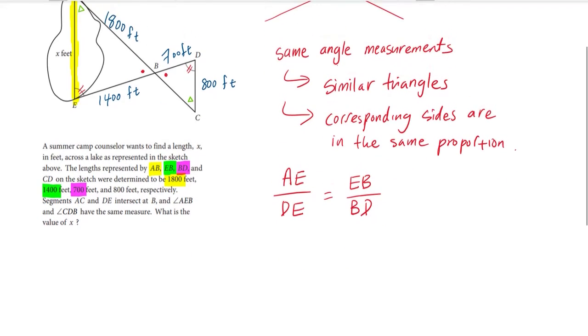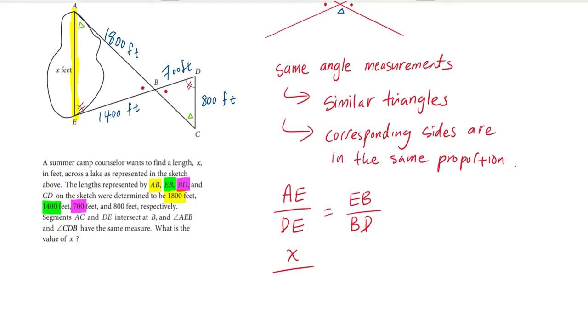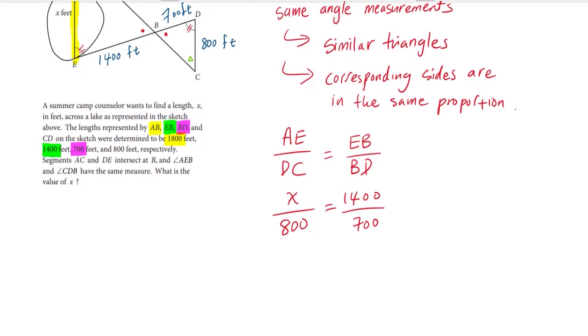So AE, we don't know. That will be x over DE, oh, I made a mistake. It's not DE, it's CD or DC. So x over DC. DC is 800. EB is 1,400. And BD is 700. Okay. So as you can see, 1,400 is double of 700. So that means x has to be double of 800. So x is 1,600 feet. So that's how you find the answer.